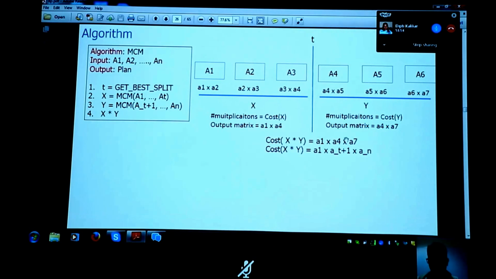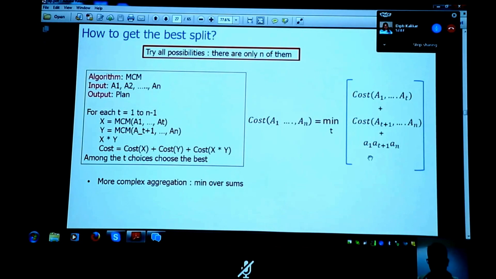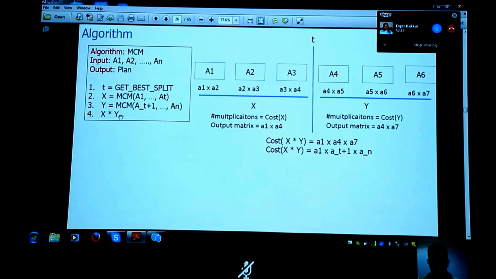In general, if the split is at t, then it will be A1 times A(t+1) times Am. That will be its general cost, right? So now, therefore, we can write our cost like this. This is what we are going to do.